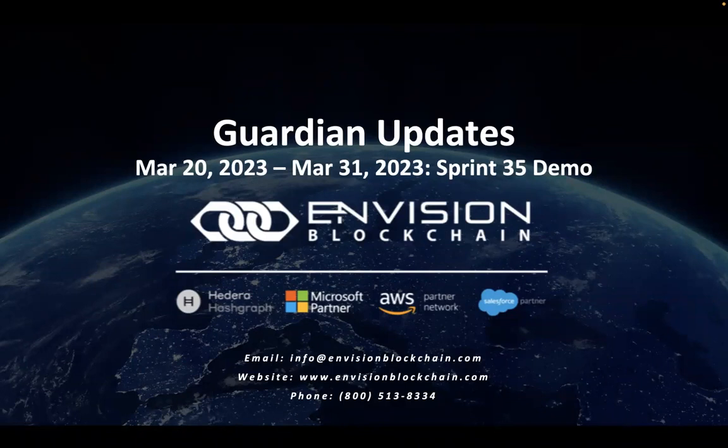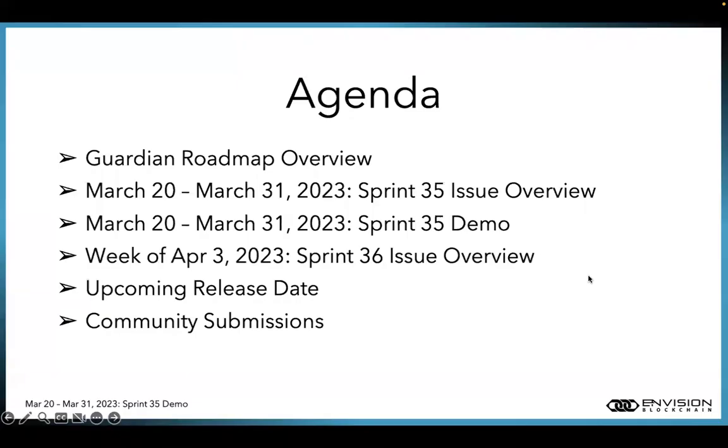Today we'll be giving you Guardian updates of Sprint 35 that lasted from March 28th to March 31st. So just a quick overview of the agenda. We'll be looking at the Guardian roadmap. We'll also be talking about the issues that we tackled in Sprint 35 that lasted from March 28th to March 31st. Then we'll be flipping over and giving you a short demo on Sprint 35.